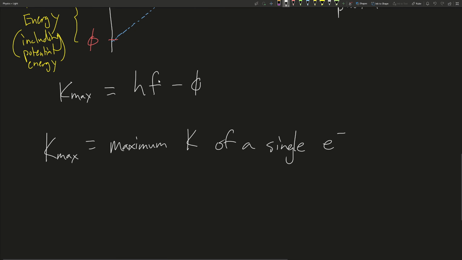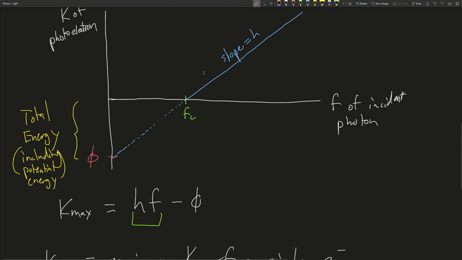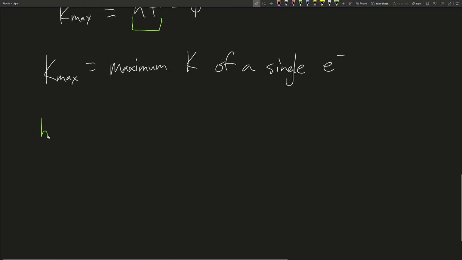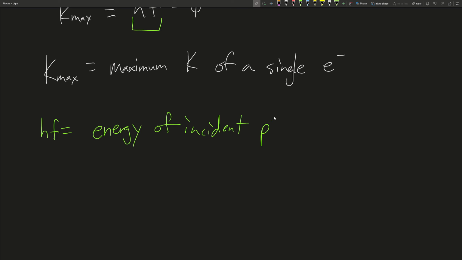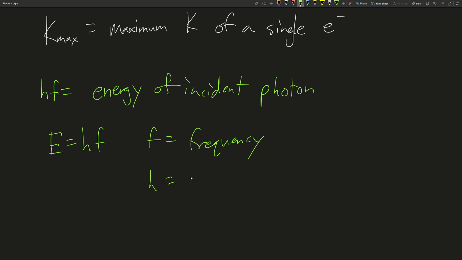Now, if we look at this hf term, this is the linear part of this function, where it increases as f increases. hf is equal to the energy of the incident photon. So the energy of a photon is given by E is equal to hf, where f is frequency, and h here is equal to Planck's constant.